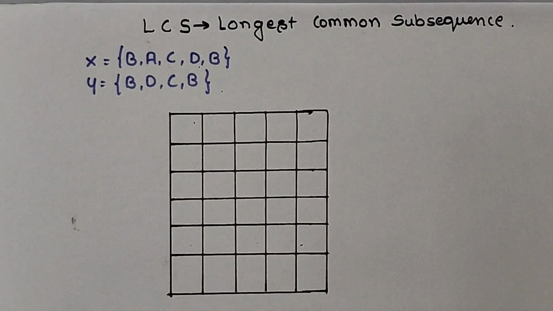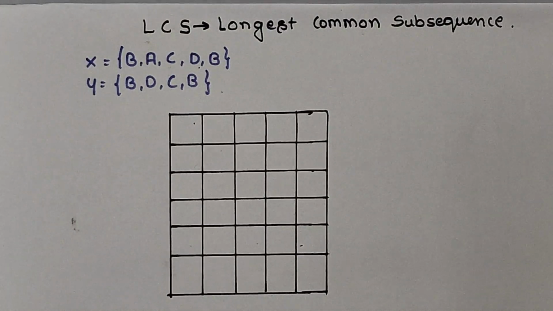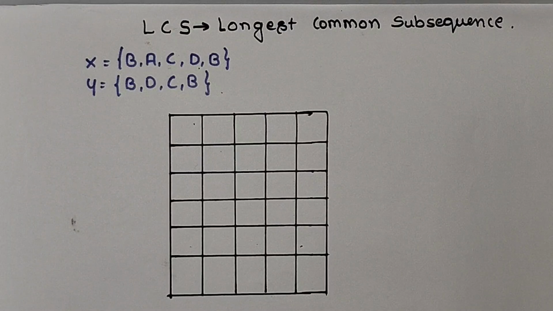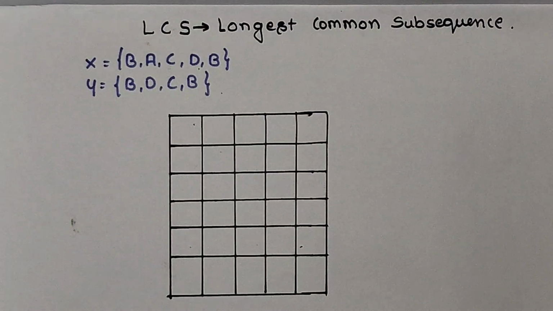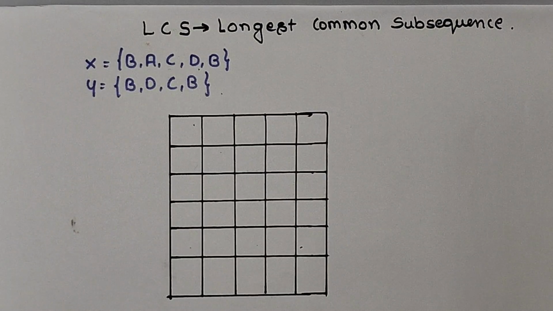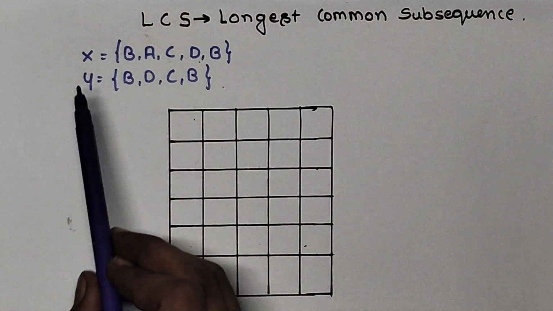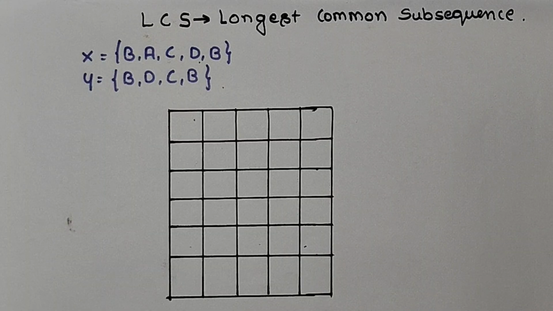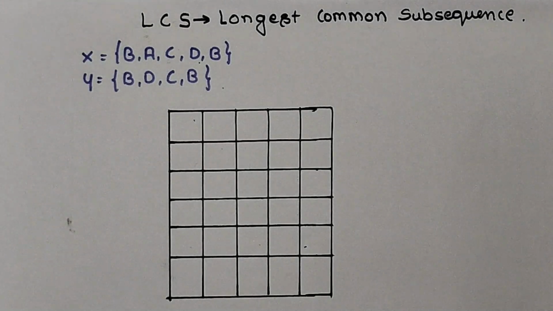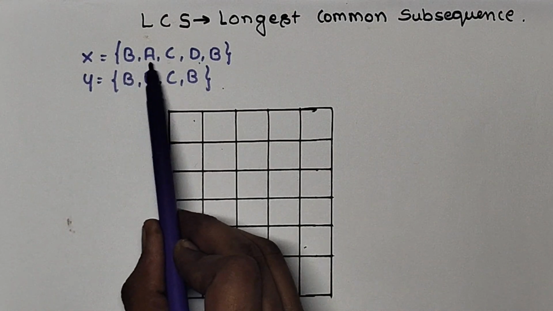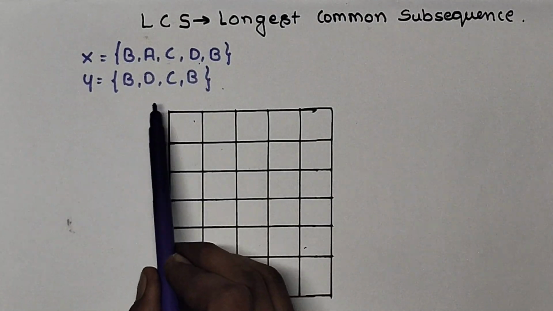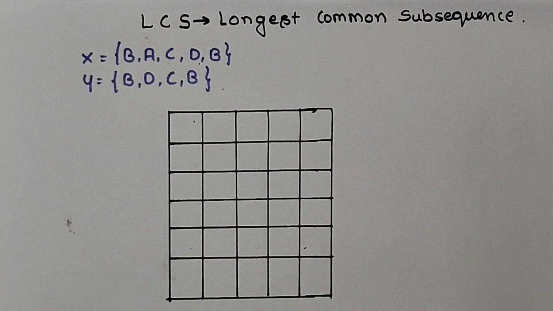Hello everyone, in this video let's discuss how to solve the longest common subsequence problem very easily. At first, they will give two tuples, x and y. Now if you see among x and y, which is the one having more elements? X has 5 elements and y has 4 elements.